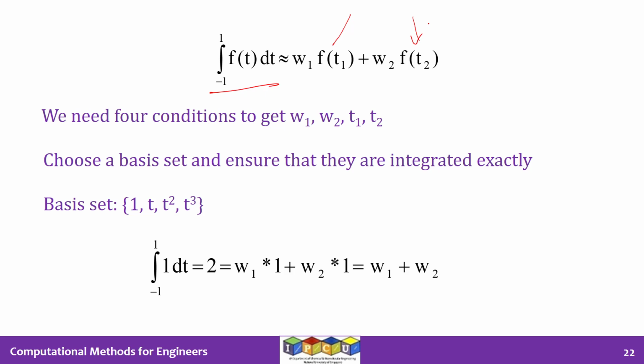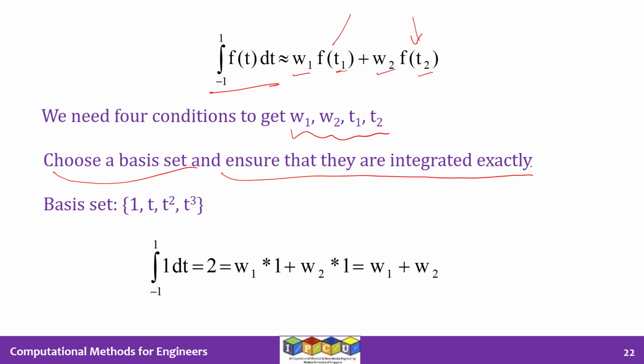So now the question is, I know f of t. I know that I have to integrate f of t from t is equal to -1 to t is equal to +1. This is all I know. I do not know these four things, w1, t1, w2, and t2. So I need four clues or four conditions to find out the four unknowns. So the idea is choose a basis set and ensure they are integrated exactly.